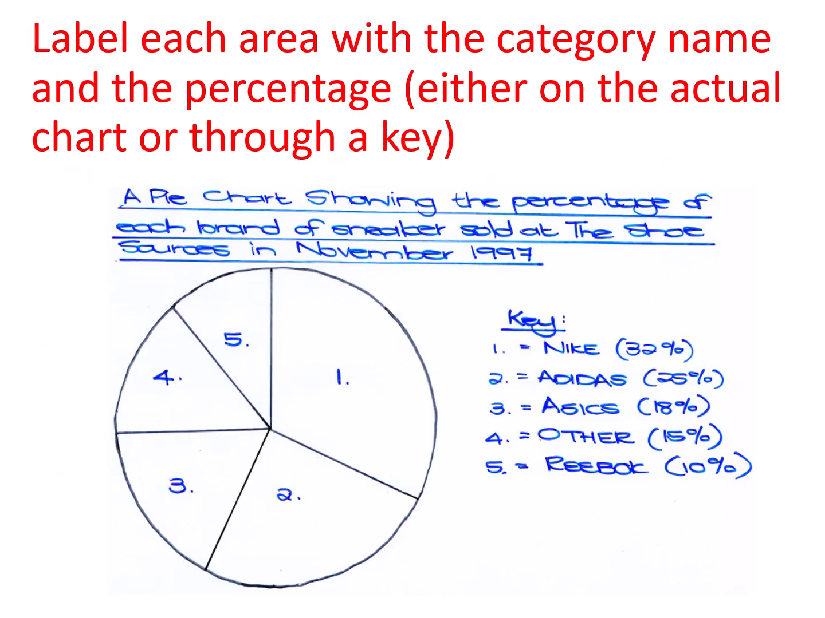So here is a pie chart based on a table that we had, different shoe types, and it says a pie chart showing the percentage of each brand of sneaker sold at the Shoe Source in November 1997. Okay, so here's an idea of a key. So they said number 1 is representing Nike. So instead of colors, they use numbers. So the first chunk, okay, we have the 12 o'clock line over here. We have the dot in the middle, and it says 32%. Either you can write the 32% in here, or you can draw it in a key like this.